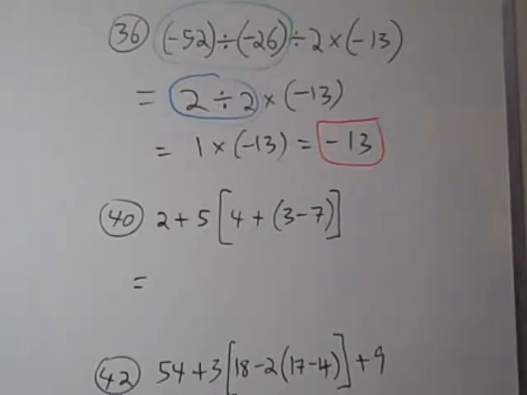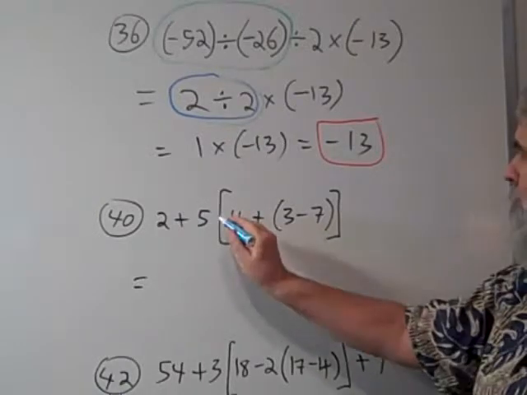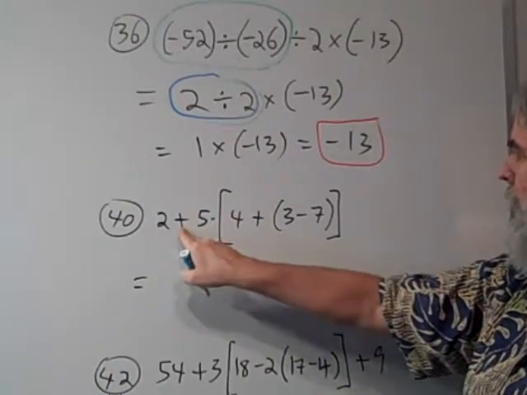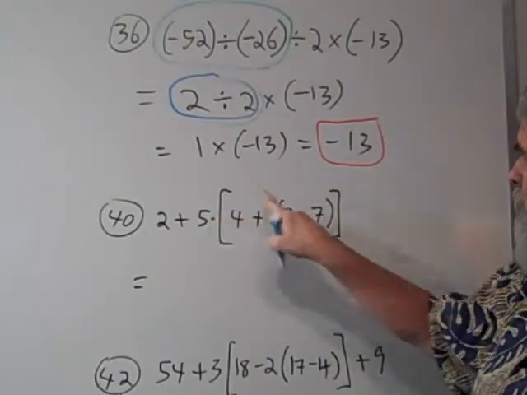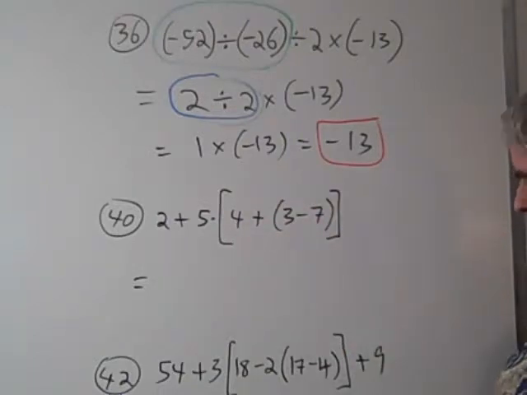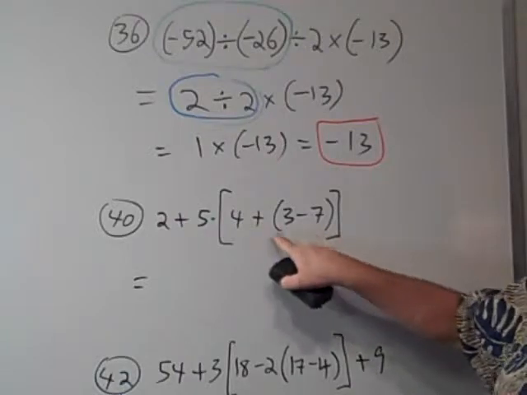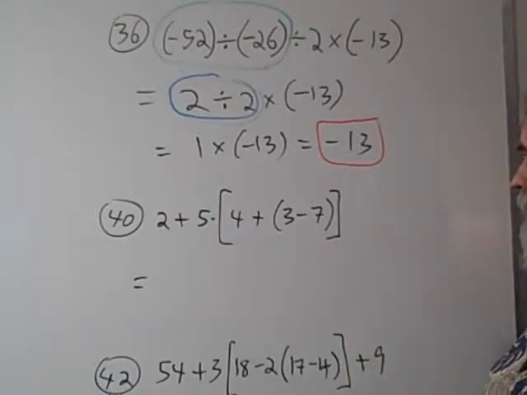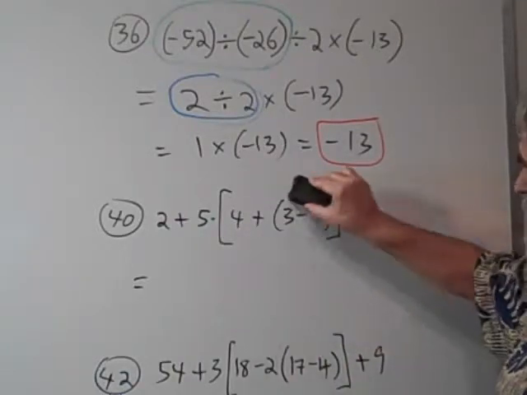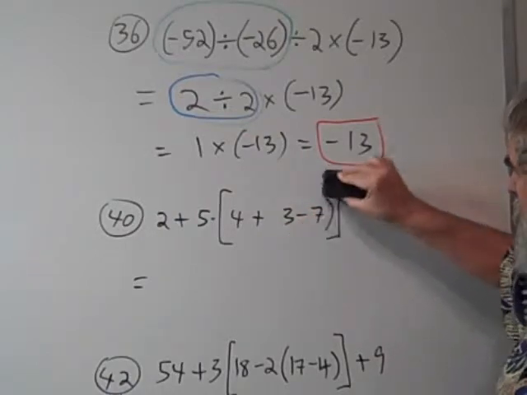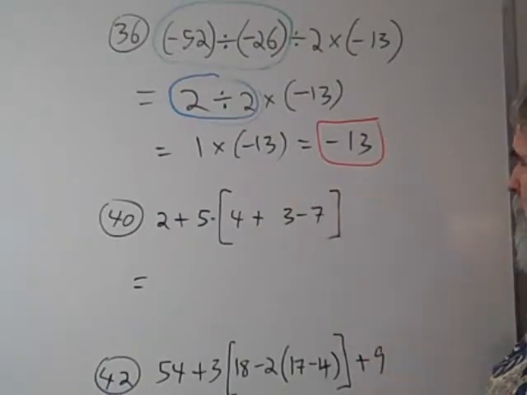For problem 40, we first have to do this multiply before we can do this add, and that forces us to see what's in the parentheses here. Now 3 minus 7 in parentheses is negative 4, and negative 4 plus 4 is 0. This all adds up to 0. You don't even need the parentheses because of the associative law. 4 plus 3 is 7, minus 7 is 0. So that all becomes 0.